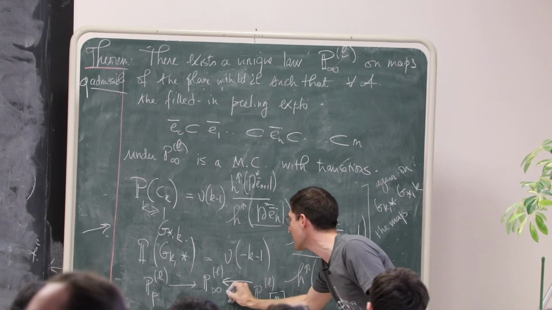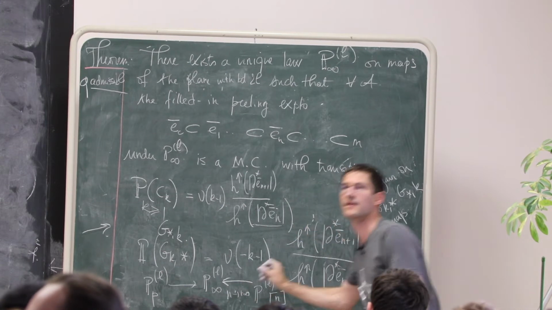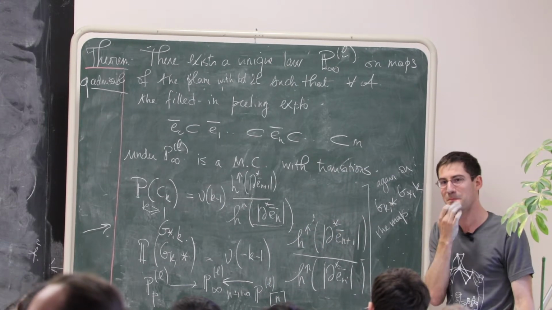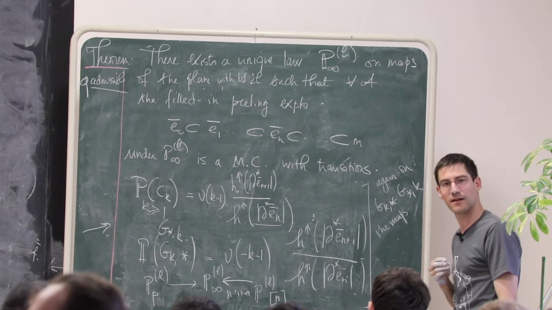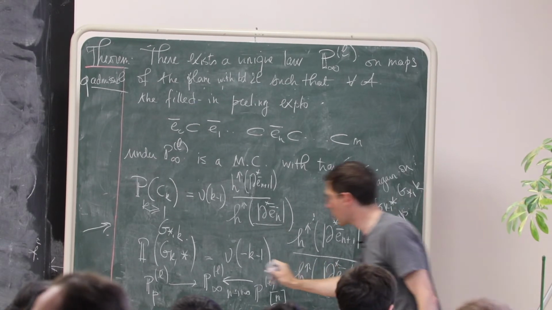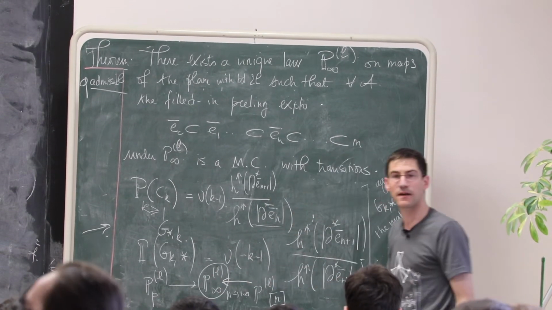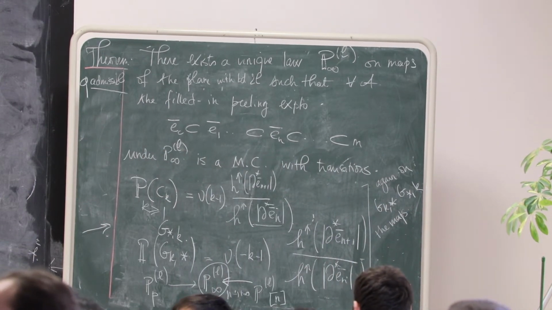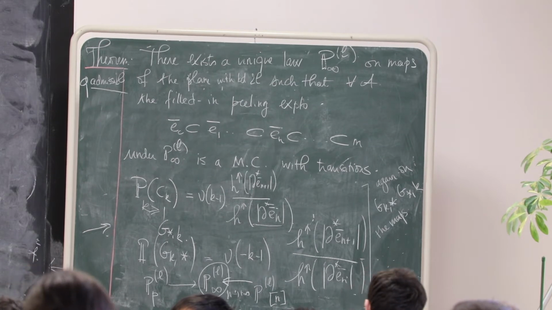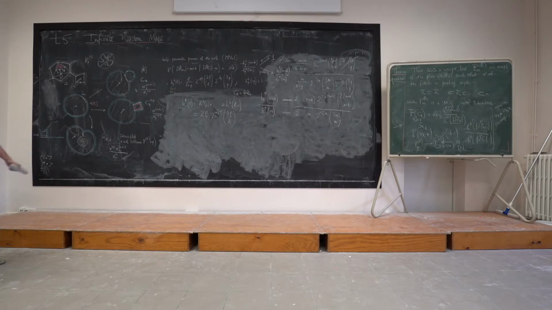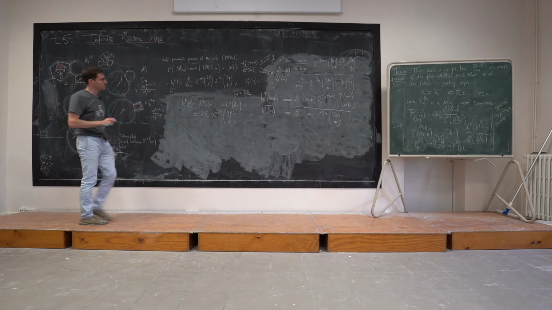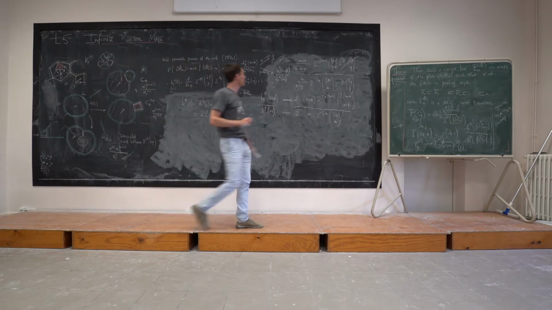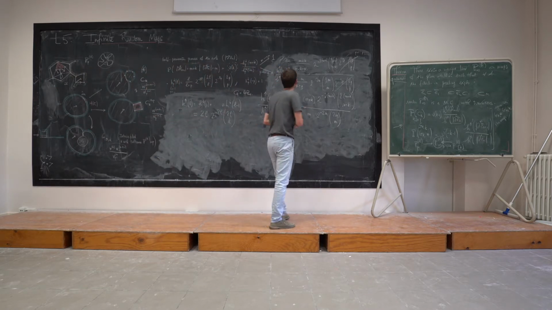This goes, when n goes to infinity, towards this P infinity L. Okay, so those guys, which are maps of the plane with a boundary of size L, appear as the limit of finite random Boltzmann maps, and we'll see that. Okay, this theorem is wrong, as written, because, okay, let's try to prove it, and we'll see it's wrong.